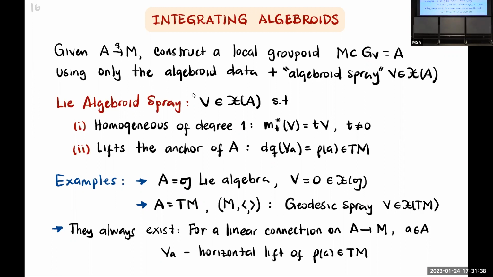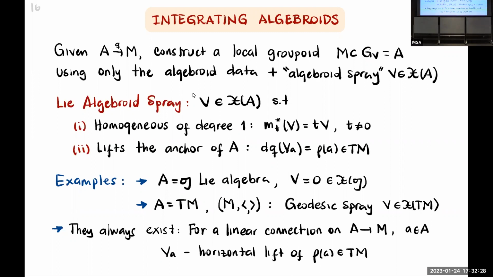The first condition is that this vector field is homogeneous of degree 1. So if I consider multiplication by a scalar t, this tells me that the push forward of V by this multiplication is t times V. And the second condition is that V lifts the anchor of A, meaning that if I project the vector field V to the base, this is the same as the anchor of A. So examples. If you have the algebra, there is a canonical spray, which is just the zero vector field.